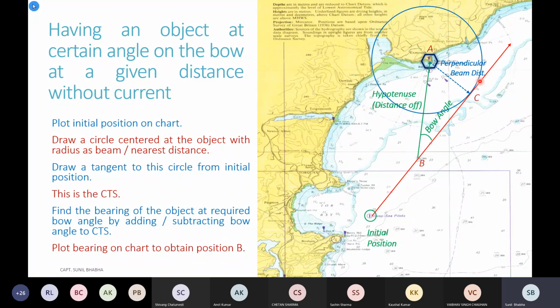So this completes our topic, having an object at a certain angle on the bow at a given distance without current. Okay, beta, any doubt in the mind related to this one? No, sir. Very good.